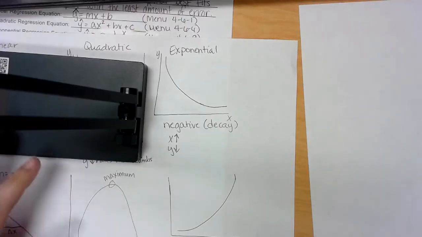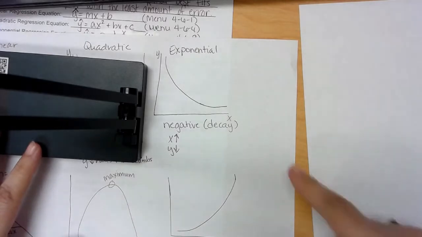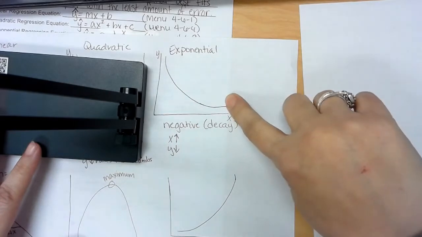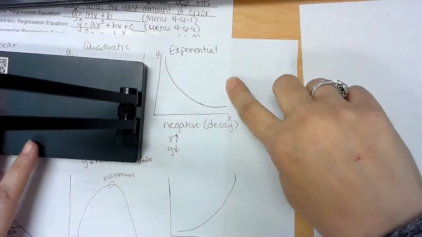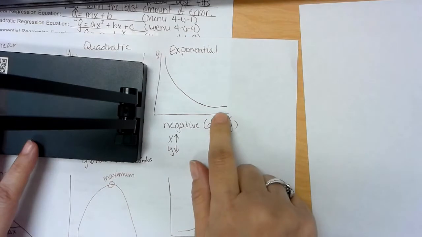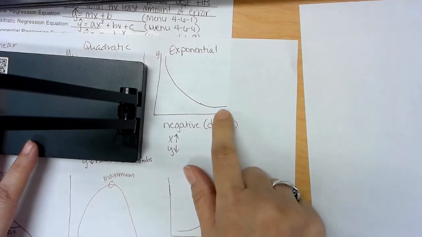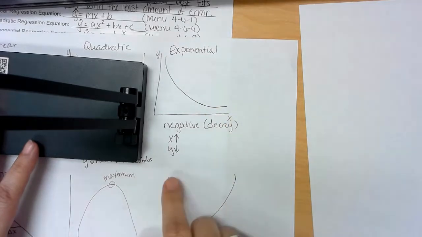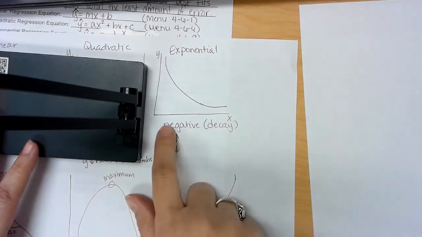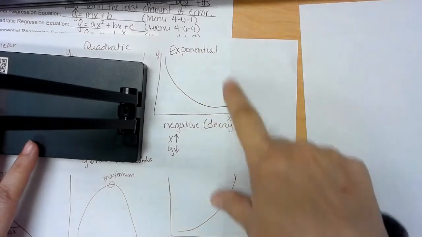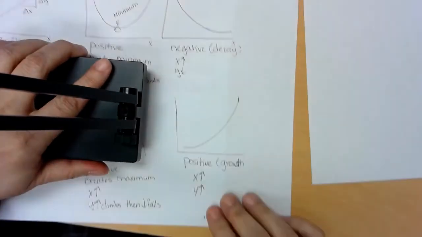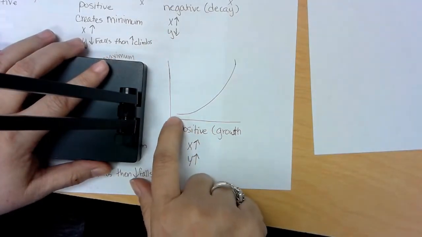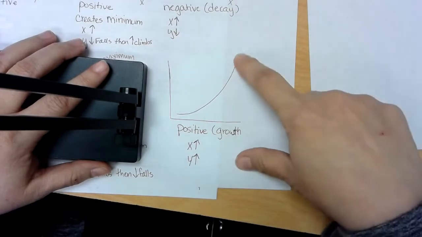The last one is exponential. You have negative decay, which means that the overall slope is falling. Exponential is special because this bottom line will never ever touch zero. It just keeps going closer and closer and closer, but never hits it. As your x increases, as you move along the x, your y continues to fall, but never actually hits zero. The positive growth starts really close to zero, never touching it, and then continues to grow.